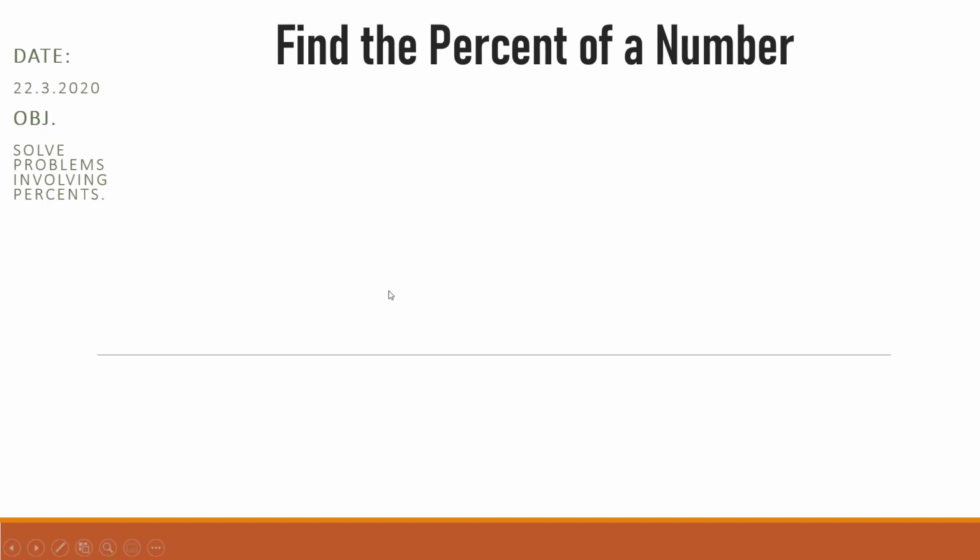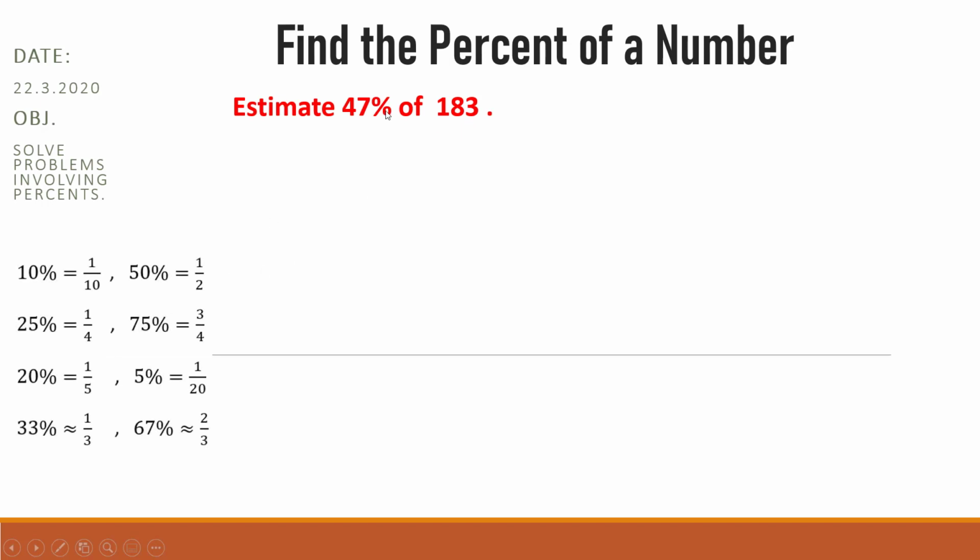Now let's start with a question. Estimate 47% of 183. How to do that? Remember the table? We have 47, that's near to 50%. As we know, 50% is half. So 47% is near to 50%, and 183 is near to a number that we can get its half. So you can say 180.